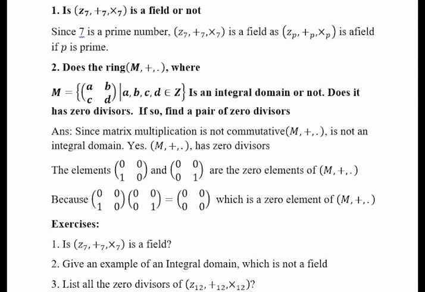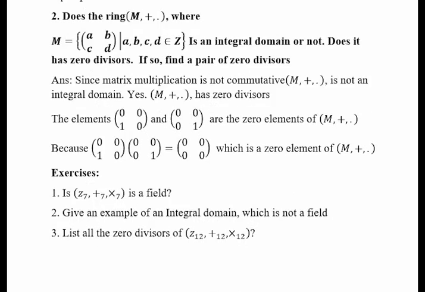But this ring has zero divisors. Let us take two elements of M as the matrices [1 0; 0 0] and [0 0; 0 1]. These are two non-zero elements of M, and the product of these two non-zero elements is equal to the zero element of M. Hence, these two elements are the zero divisors of the set M. So, this set has zero divisors.